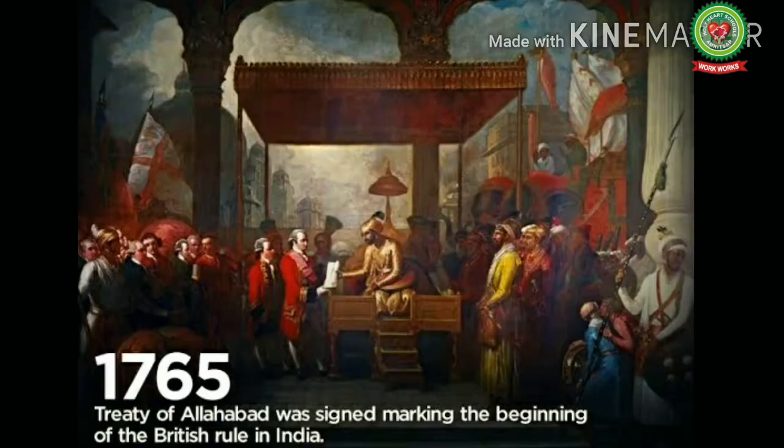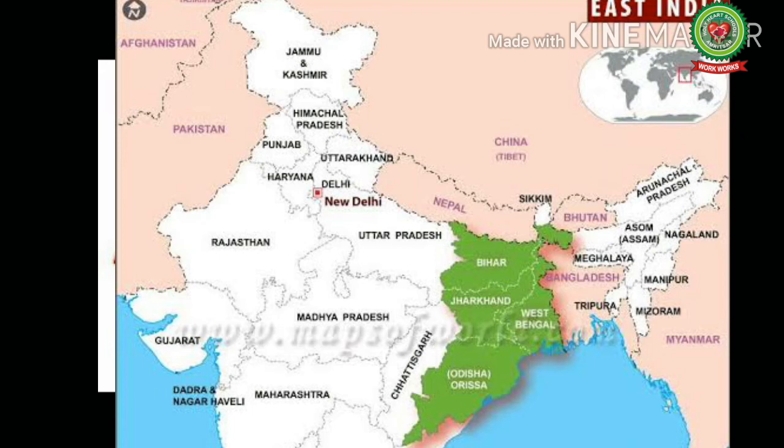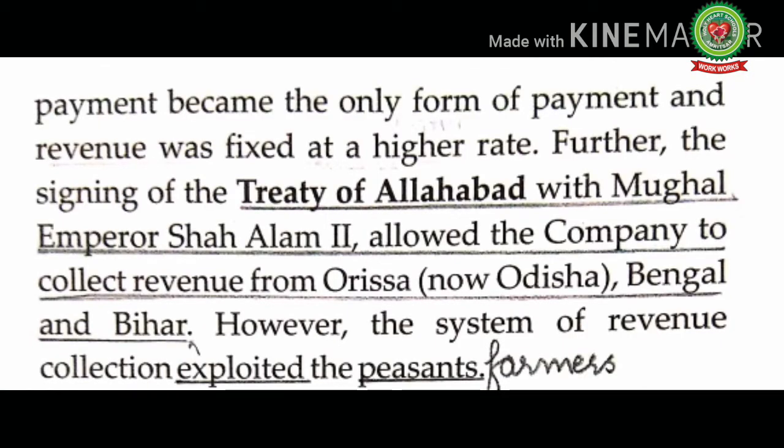In 1765, the Treaty of Allahabad was signed. It was a treaty between Nawab of Awadh, Shujauddaulah, the Mughal Emperor Shah Alam II, and Robert Clive. As per the treaty, the English East India Company got the right to collect the revenue from the people of Bengal, Bihar, and Odisha. However, the system of revenue collection exploited the peasants. Means the British started treating the farmers unfairly in order to benefit from their work. So we can say that the company was making efforts to increase the revenue as much as it could.